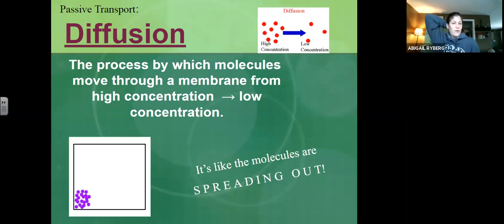Okay, so you've heard the term diffusion, and this is a type of passive transport. It does not require energy. This is the way that molecules most often want to move, from an area of high concentration to low. In the definition of diffusion, you can see that this is the process by which molecules move through a membrane from high concentration to low. Most often, diffusion is talking about molecules moving through a membrane, like moving through the cell from high concentration to low.